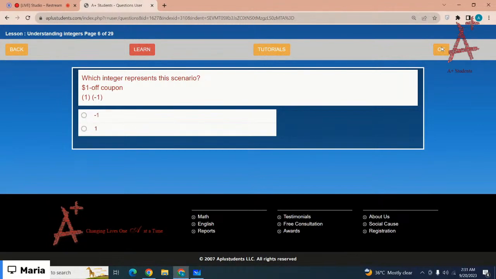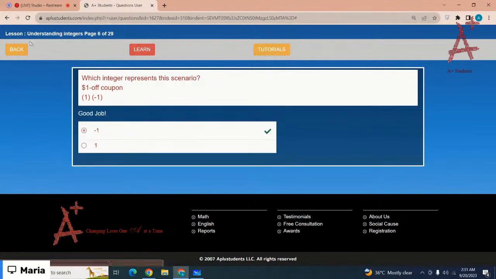$1 off coupon, right? That means it is negative 1. The correct option is negative 1. Okay, you can complete the practice questions by yourself later today. Let's just start with the next lesson.